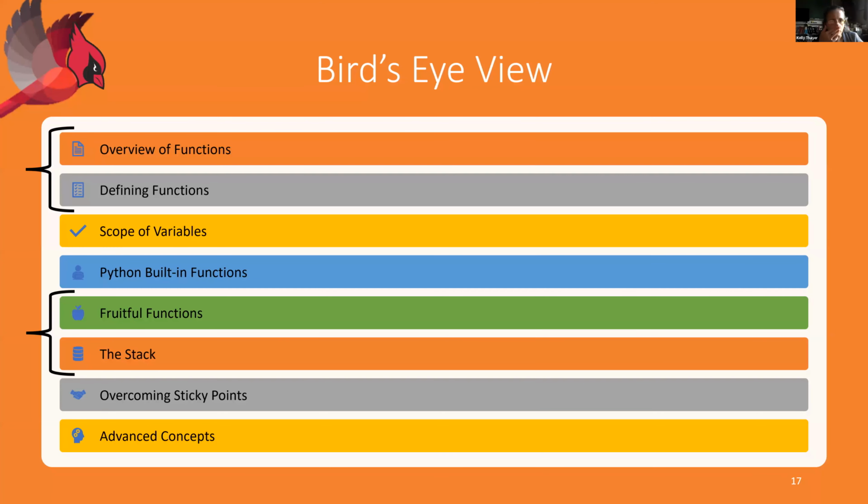So as you remember, we talked about the overview and how to define the functions. Today, we are going to focus on the scope of the variables. That is, where are the variables going to actually be able to be used? So that might seem like a funny question. I mean, if it's defined, you should be able to use it, right?